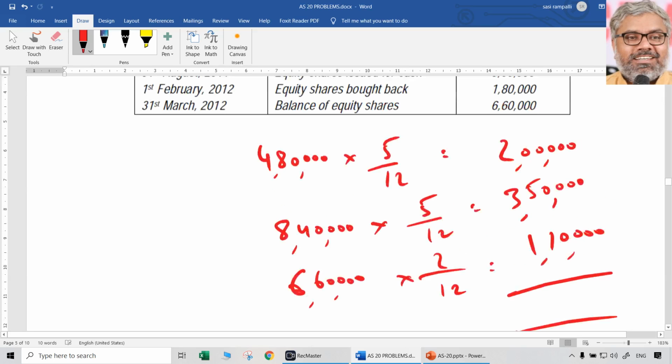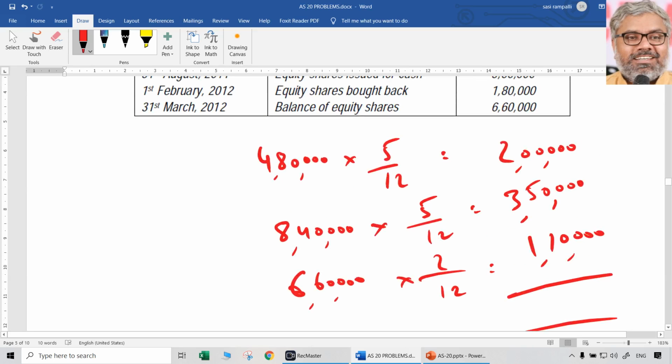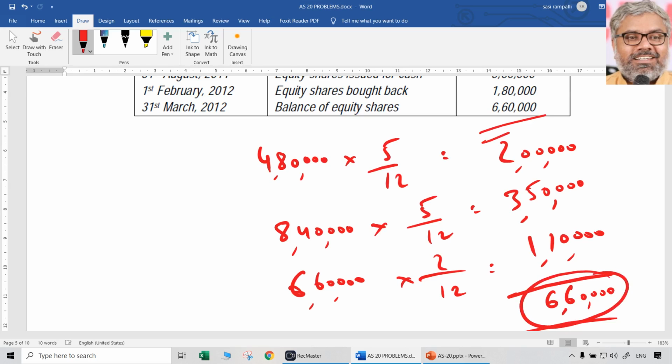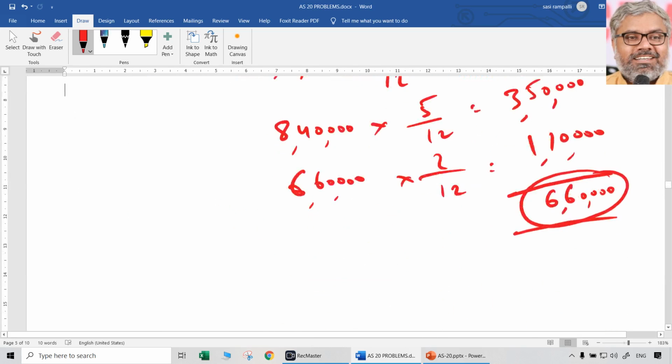So the total weighted average number of equity shares for the purpose of denominator under AS 20 will be 6,60,000. Incidentally, it is the same as the closing balance. Not necessarily, incidentally it is the same. Weighted average number of shares is 6,60,000. That's all. That is question number 5.